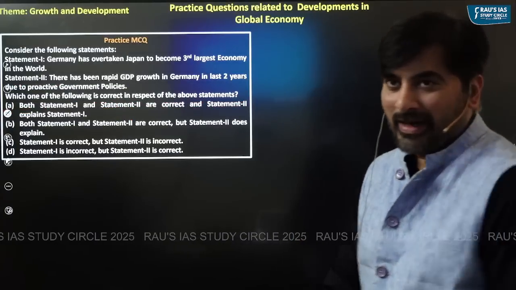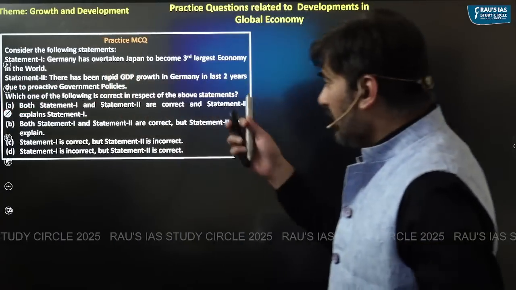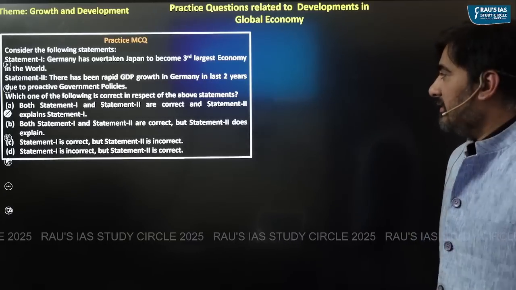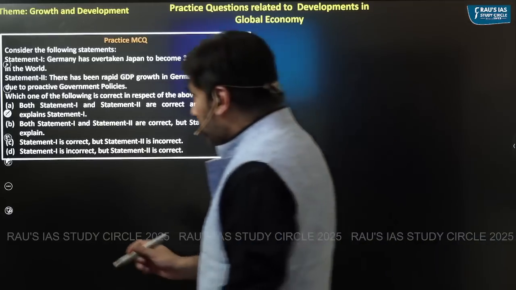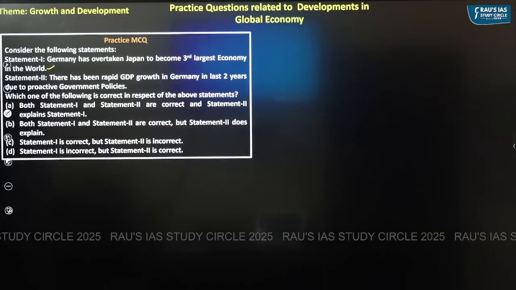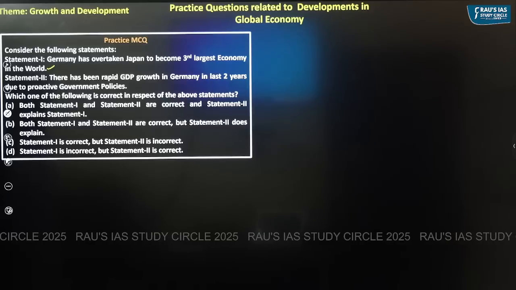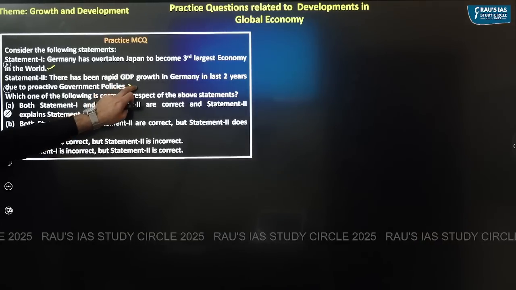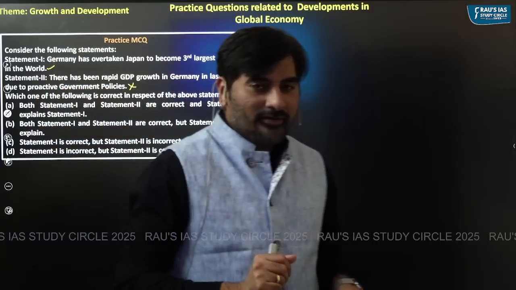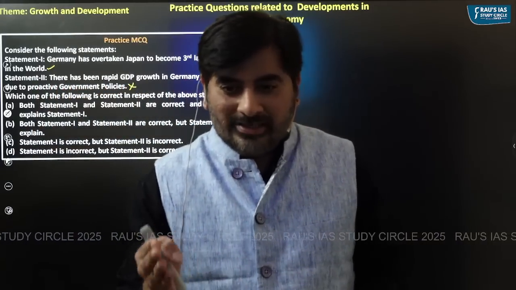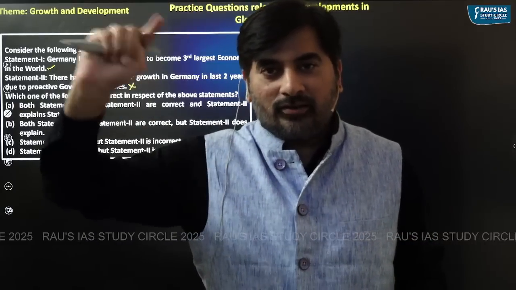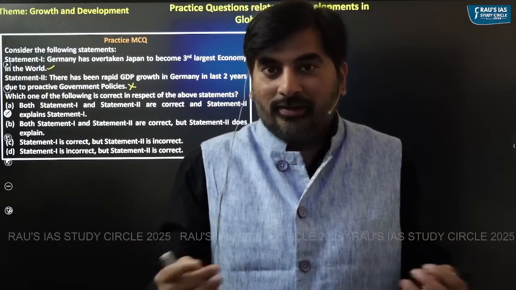Let's take up the practice questions now. Germany has overtaken Japan to become the third largest economy in the world. Obviously, this statement is correct. There has been rapid GDP growth in Germany in the last 2 years due to proactive government policies. This is incorrect. At the start of our discussion, I told you that in spite of contraction in its GDP, Germany has overtaken Japan. This is very interesting.